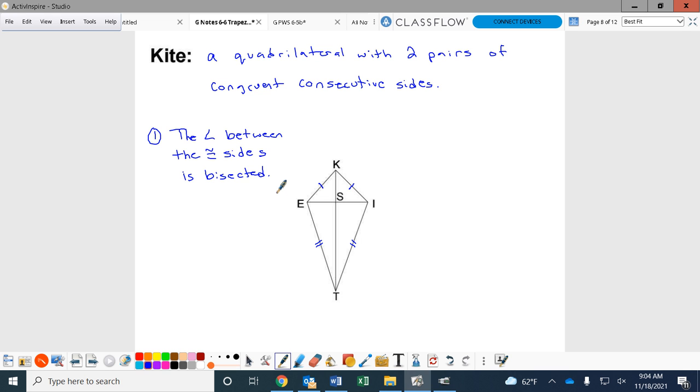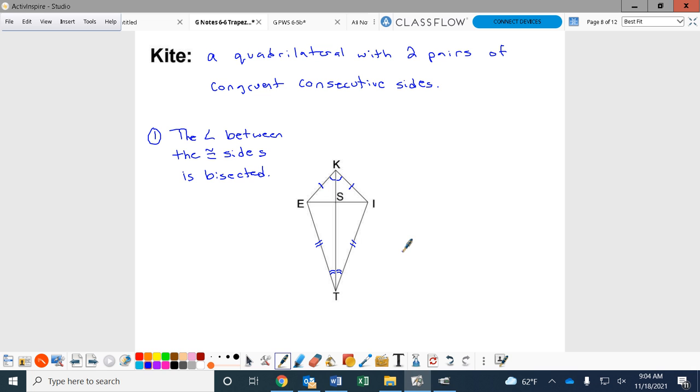Angle between the congruent sides is bisected. The other ones are not, so it matters. So guys, what that really means is up here at the top, where these congruent sides meet each other, this angle is going to be congruent to this angle, and this one is going to be congruent to this one.